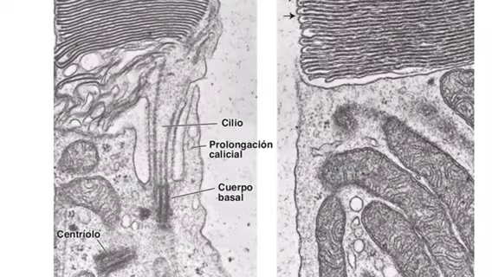Another electron micrograph shows a similar section of a cone cell. The interior of the discs in this outer segment of the cone is continuous with the extracellular space.